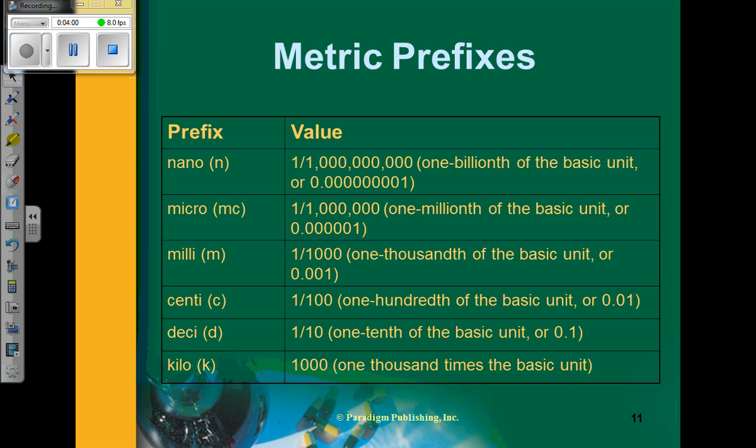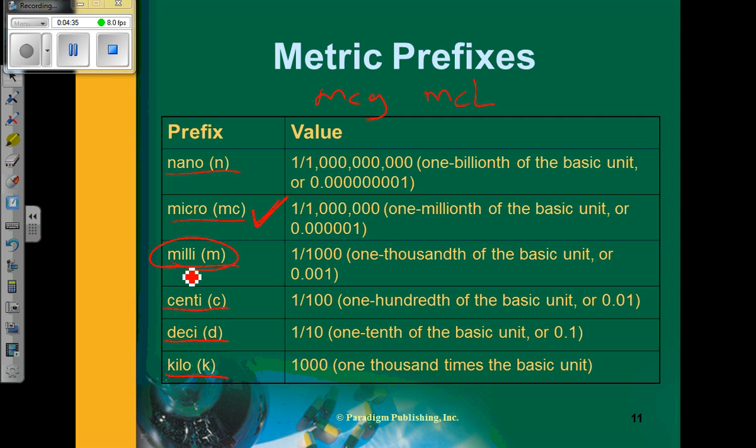So next here you have some of your metric prefixes and their values. And it gives you the abbreviations: nano N, micro MC, milli M, centi C, deci D, and kilo K. Mostly here you may see micro MC. So if it's microgram, it's going to be MCG. If it's microliters, it'll be MCL. Okay, so it's usually 1/millionth of the basic unit.